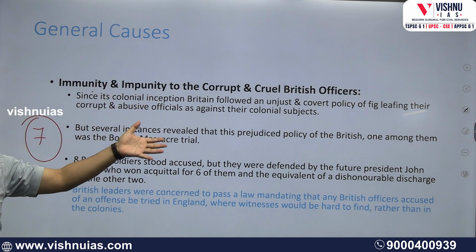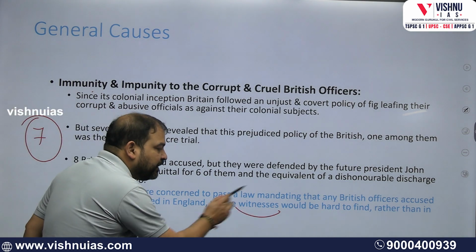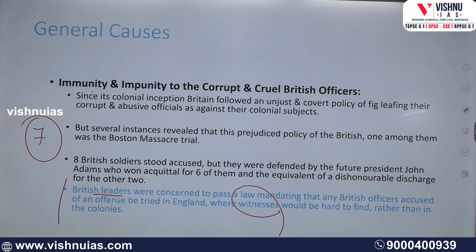Seventh, guys, immunity and impunity to the cruel British officers. Many times the British officers who were cruel, their court matter would be taken to Britain, where usually there would not be any proof against them, and the matters would be dropped by the British. You can see the last line. British leaders were concerned to pass a law mandating any British officer accused of any offence to be tried in England. The crime is done in America, and the trial will happen in England. Who will go? Who will give any sort of proof over there? So witnesses would be very hard to come by.